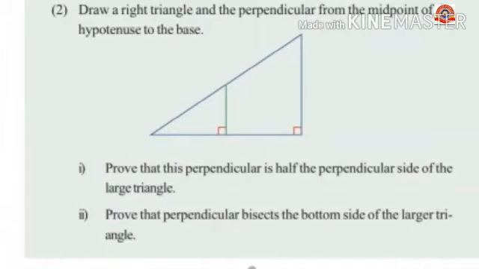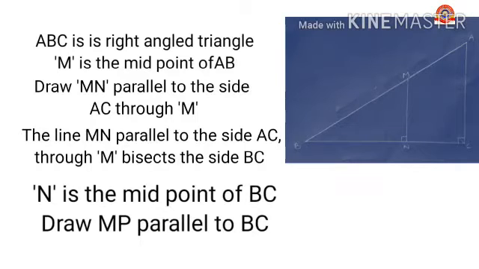In it, the first sub-question asks us to prove the smaller perpendicular line is half the large perpendicular line. In the figure, ABC is a right angled triangle and M is the midpoint of AB. Draw MN parallel to the side AC through M. The line MN parallel to the side AC through M bisects the side BC. So, N is the midpoint of BC. Draw MP parallel to BC.